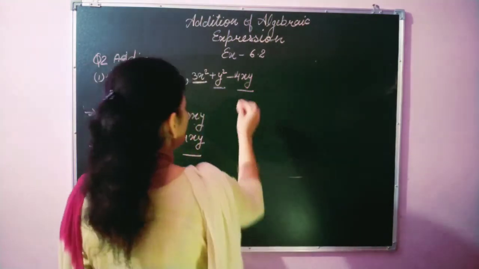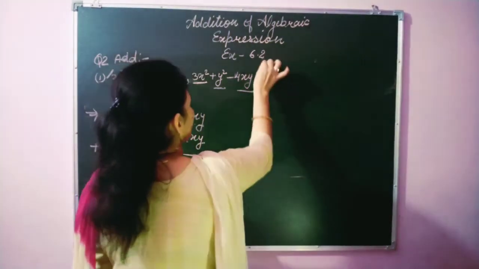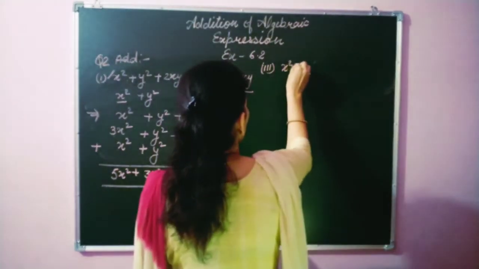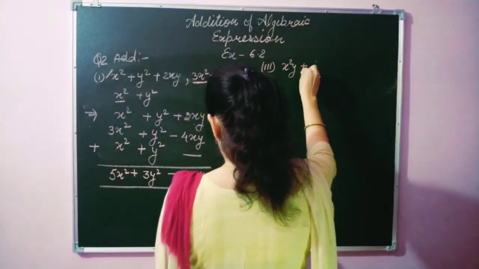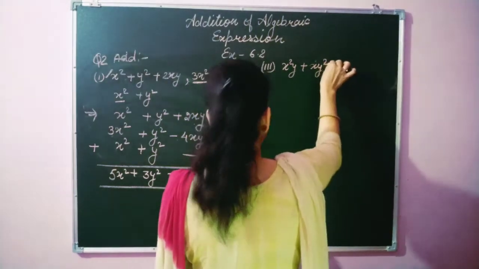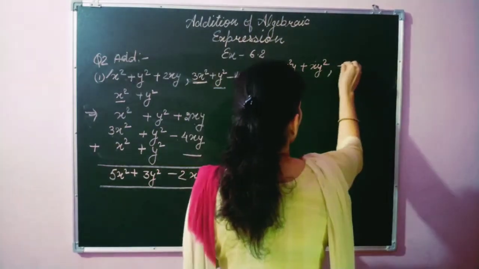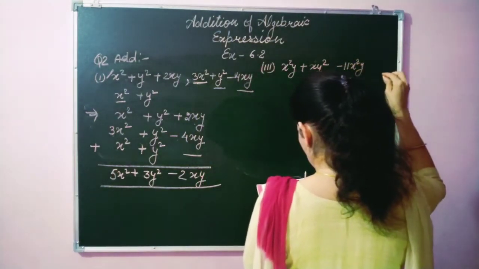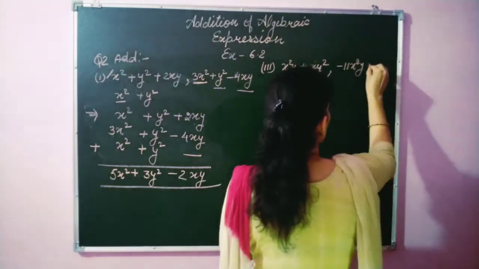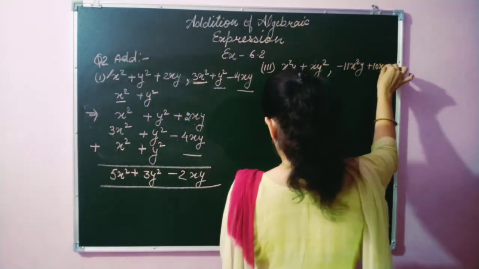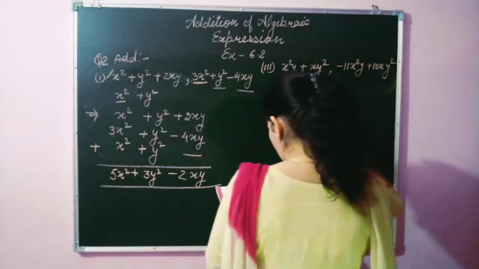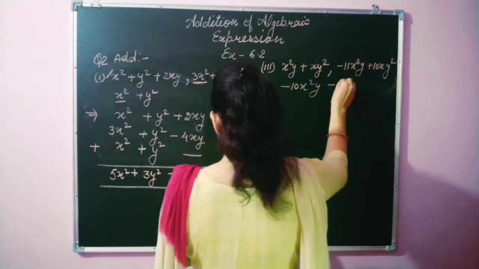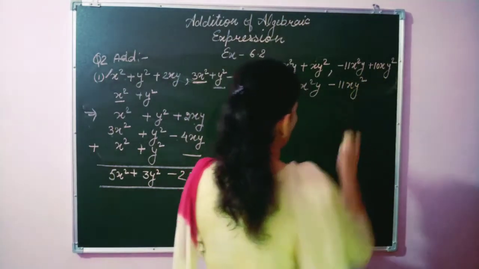Now it's third part. In third part they have given x square y plus xy square. This is the first algebraic expression. Minus 11x square y plus 10xy square. Third one, minus 10x square y minus 11xy square.